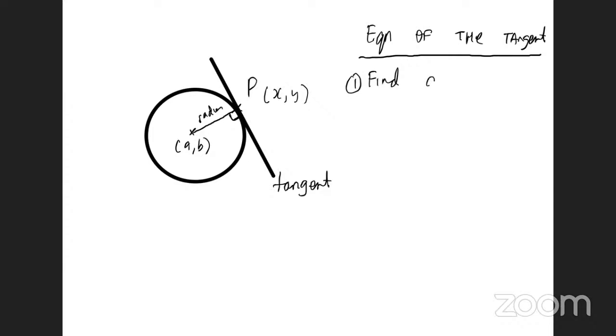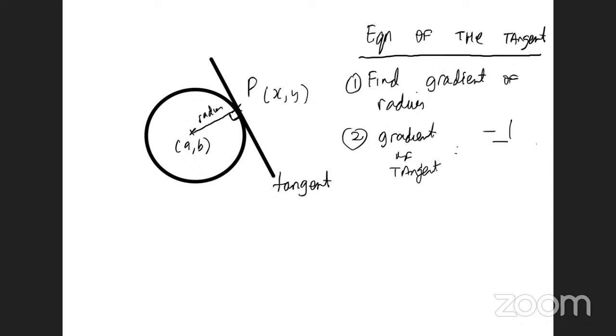Step number one is to find the gradient of the radius. Step number two, you have to use the gradient of the tangent as -1 over the gradient of the radius. Right? And I like what Megan did. She followed the steps in finding an equation and then looked for the things in between. That's very good, Megan. So number one, find the gradient of the radius.